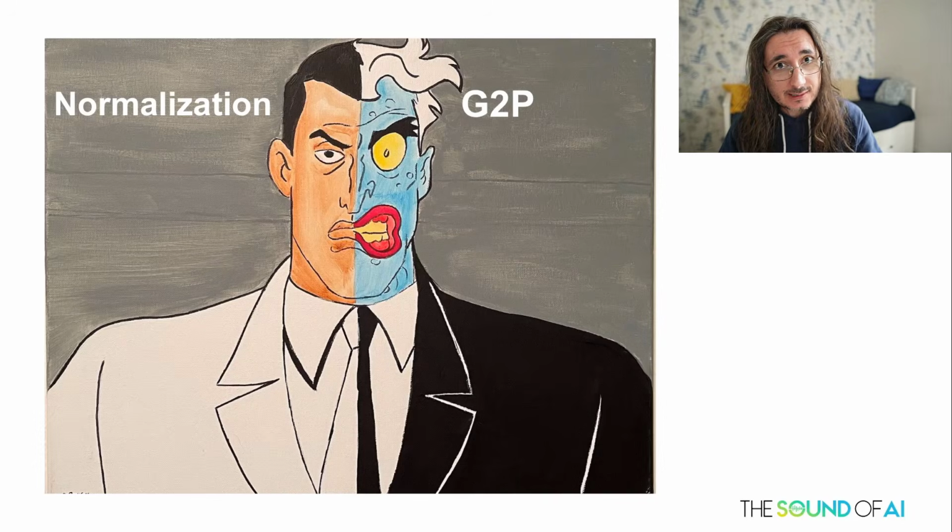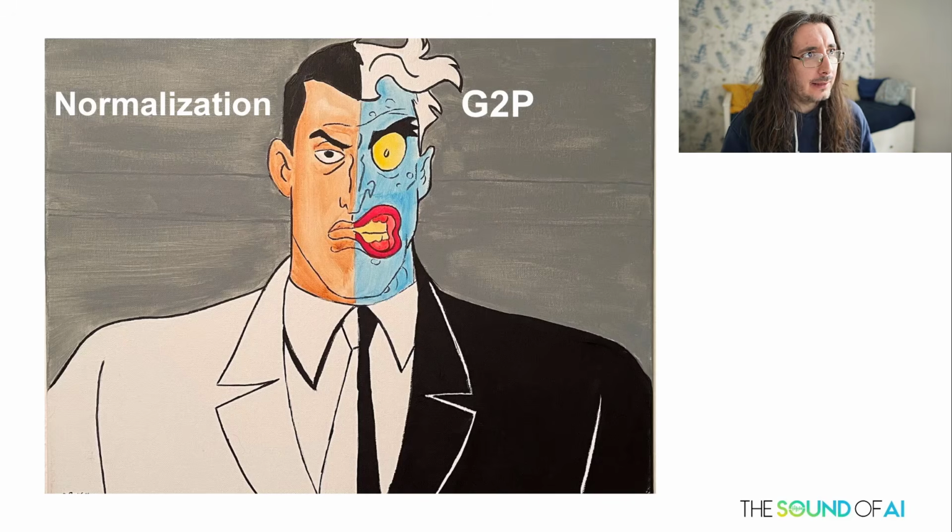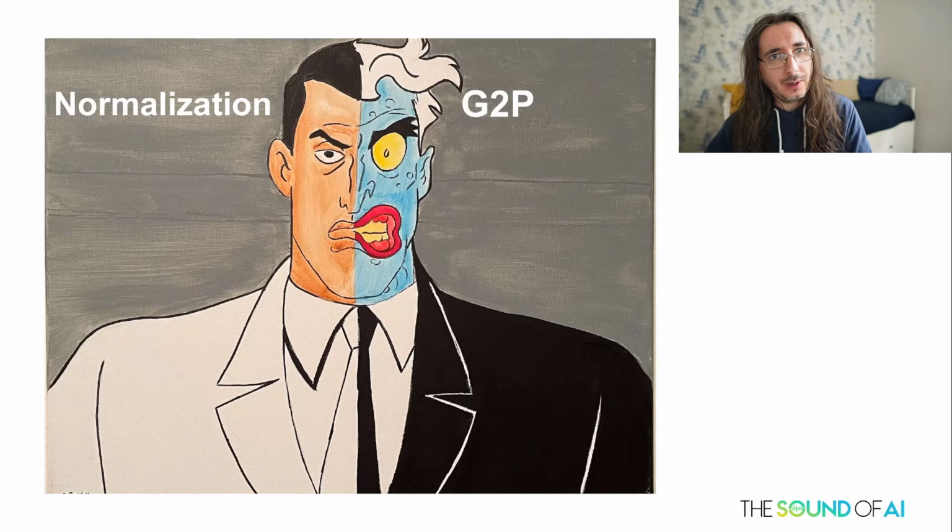Text processing for machines has two phases. There's the normalization part, and we've seen what that is, and then there's also the Grapheme-to-Phoneme part, and that's probably the most complex part. And now we're going to be focusing on G2P.